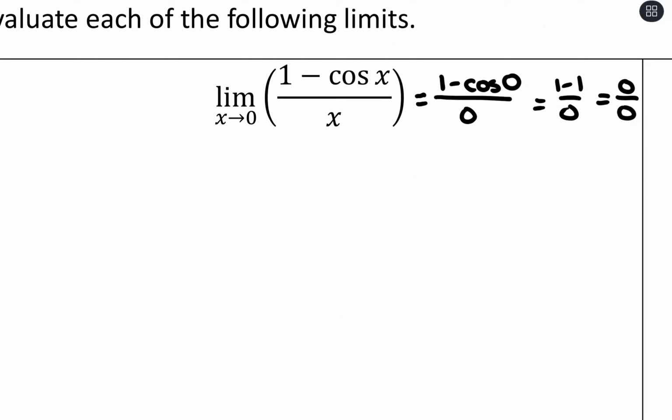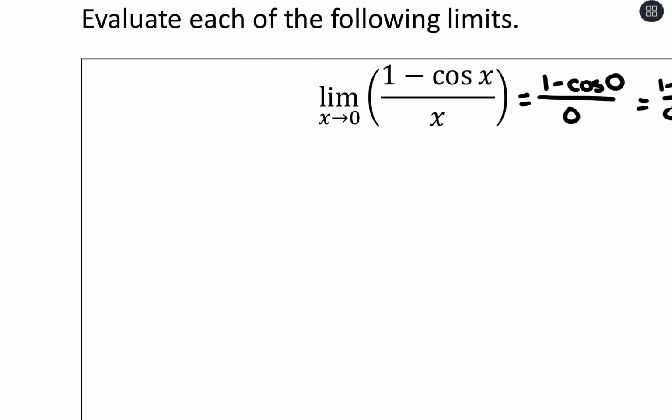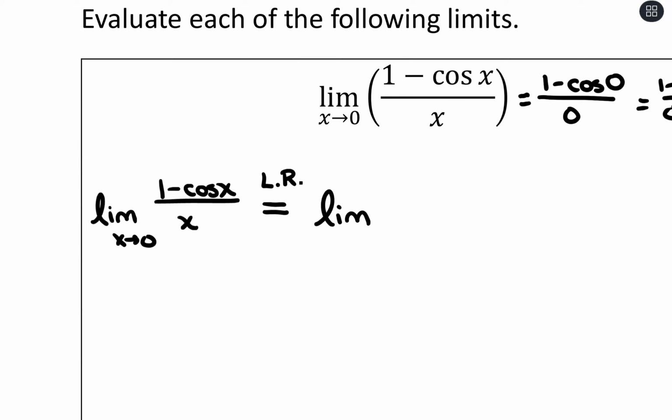So we tried to evaluate the limit and we ended up with 0 over 0, which is an indeterminate form. So I know I want to use L'Hopital's rule. So I'm going to evaluate the limit as x approaches 0 of (1 minus cosine x) divided by x. And because of L'Hopital's rule, I can write this as the limit as x approaches 0, take the derivative of the numerator, so I'm completely ignoring the denominator right now. A common mistake here is applying the quotient rule, but we're not applying it to the whole thing, it's just the numerator and denominator separately. So I'm keeping them separated.